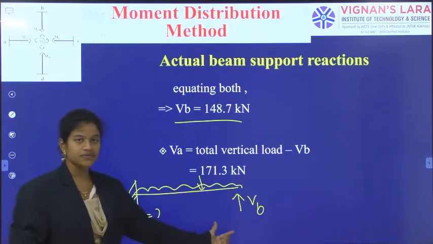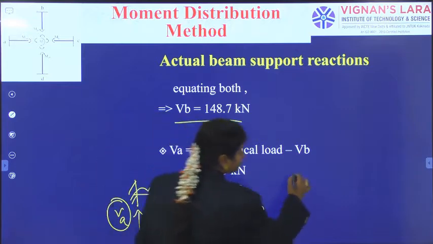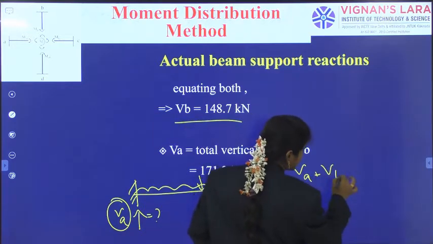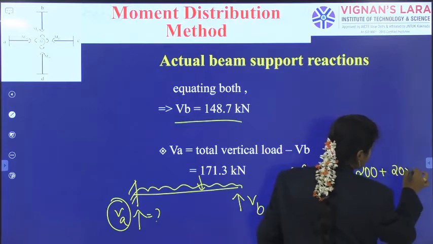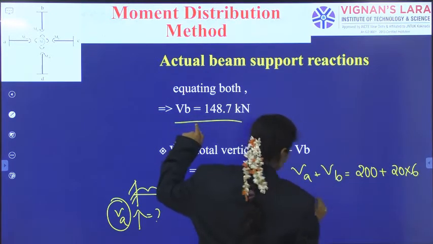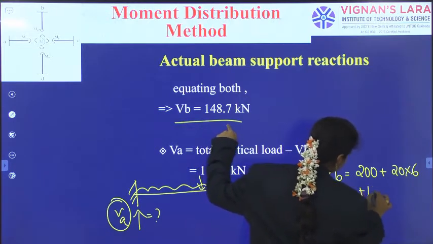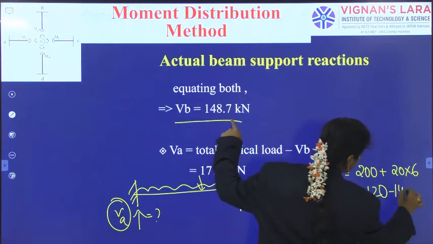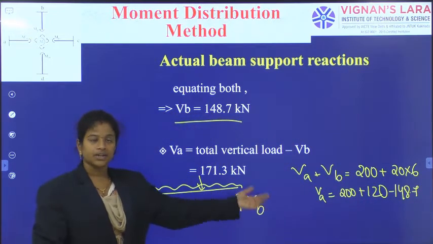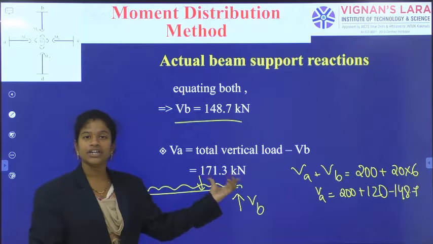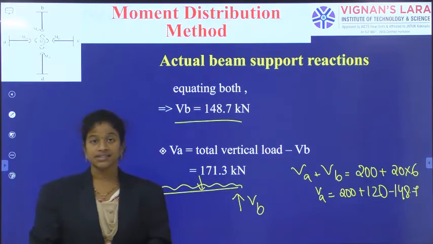So VA plus VB is equal to the total downward load, that is 200 plus 20 into 6. So VA plus VB is equal to 200 plus 20 into 6. And in the previous step we have got VB. So VA is equal to 200 plus 120 minus 148.7. So we have got the answer as 171.3 kilonewtons. Yes, the actual support reaction in the structure.